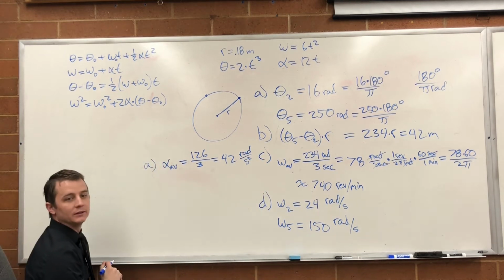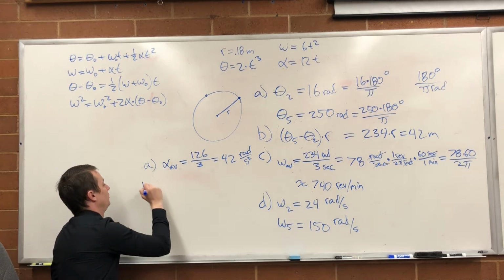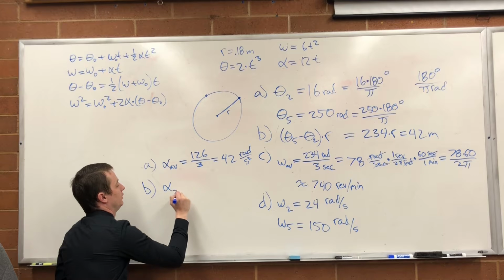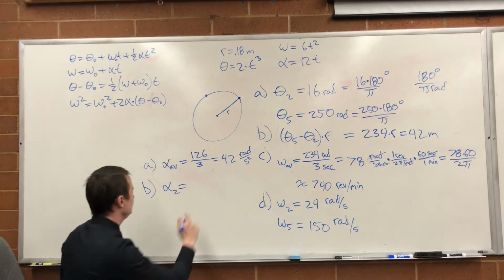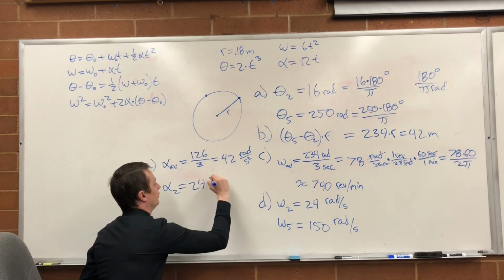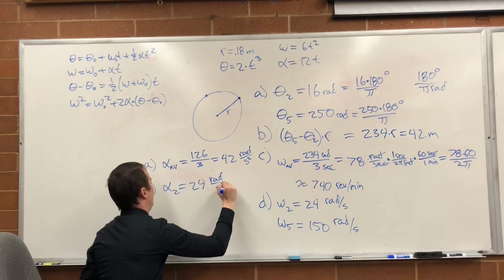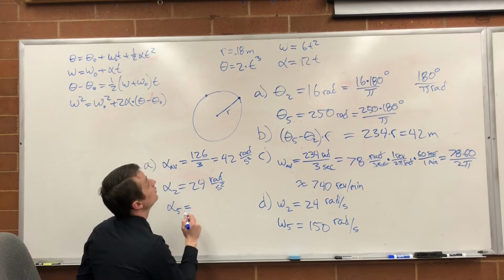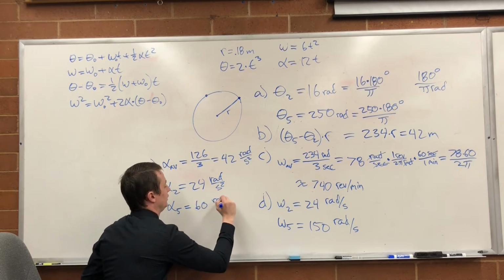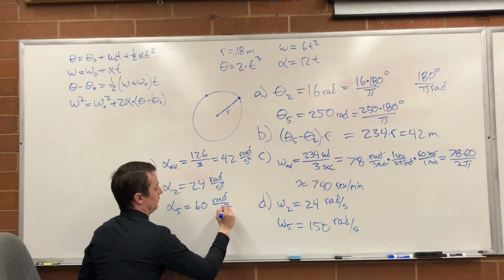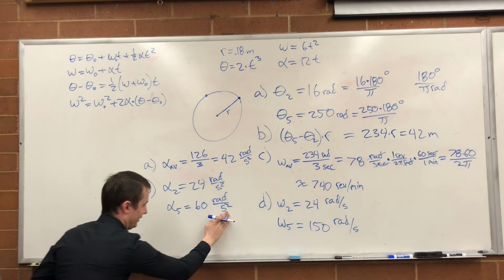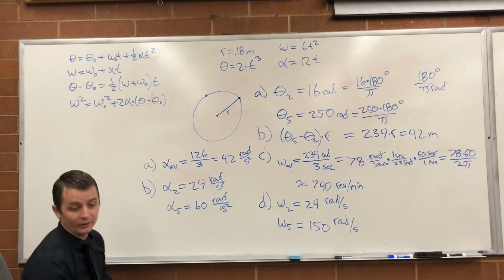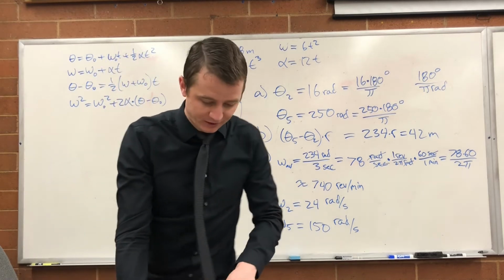Right? Yeah. Okay, in part B, we're supposed to find the instantaneous angular acceleration at 2. What's that going to be? 24 radians per second squared. And then alpha at 5 is going to be 60 radians per second squared. Sorry, that's an S, not a 5. Any questions on that one? No.